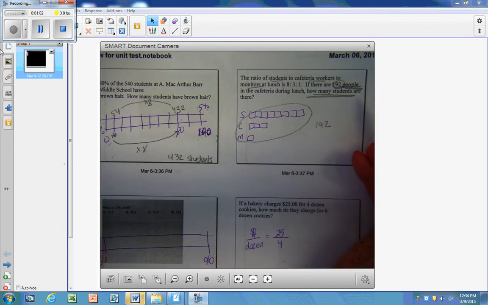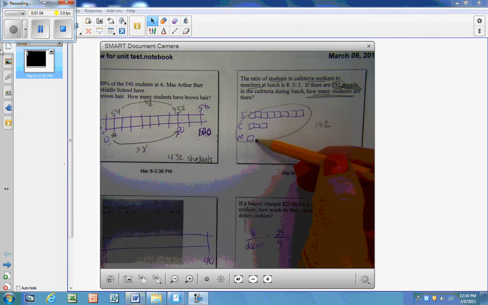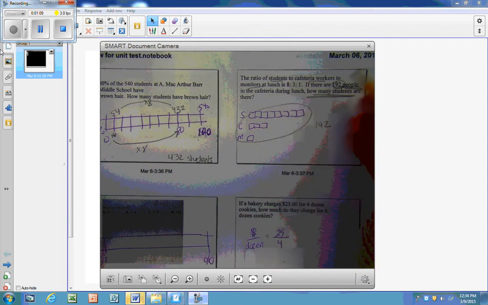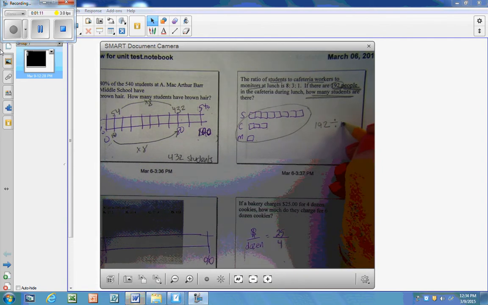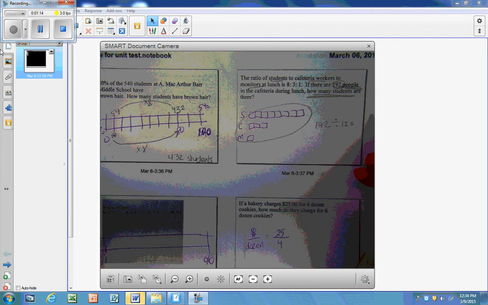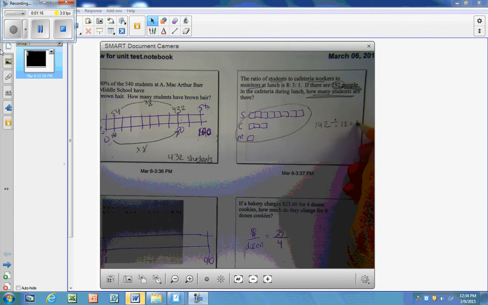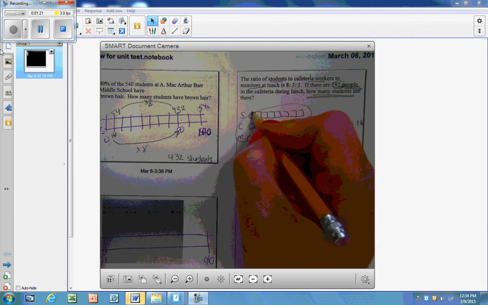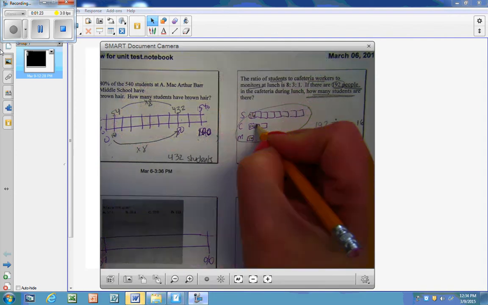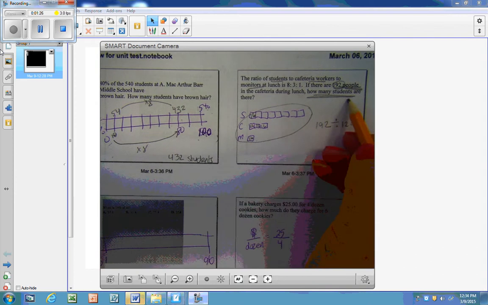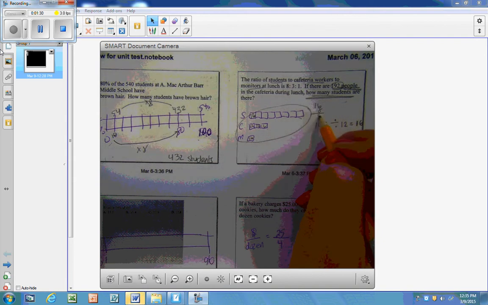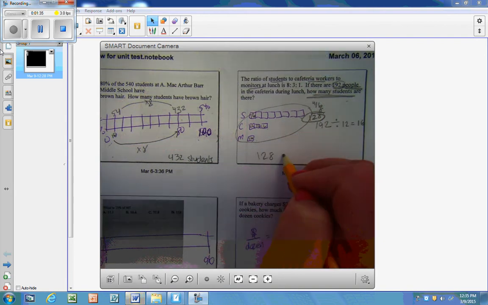So my tape diagram is set up with 8 pieces to 3 to 1, just in the same order they gave it to me. So there is a total of 12 pieces of tape in here. So if I divide 192 by 12, I get 16. So that means every piece of tape is worth 16. All right, and my question is how many students are there? So there's 8 pieces of tape. So by doing 16 times 8, I get the answer, 128 students.